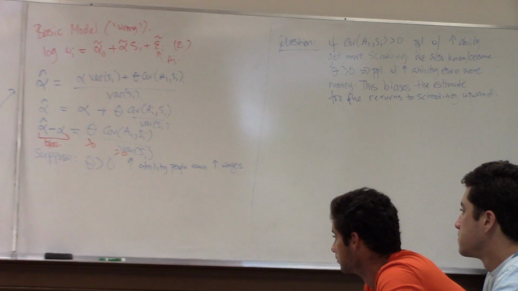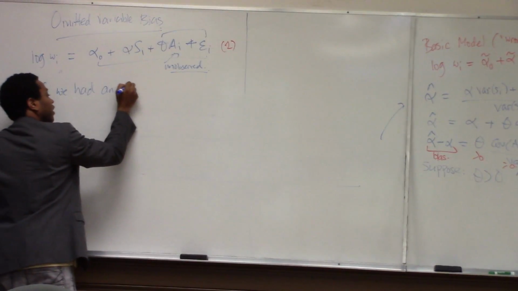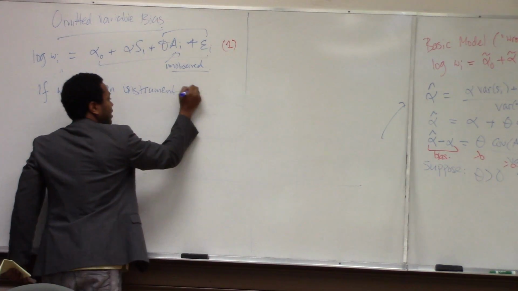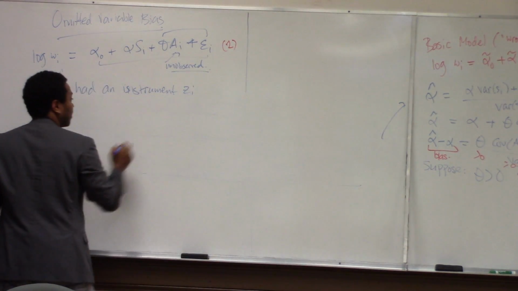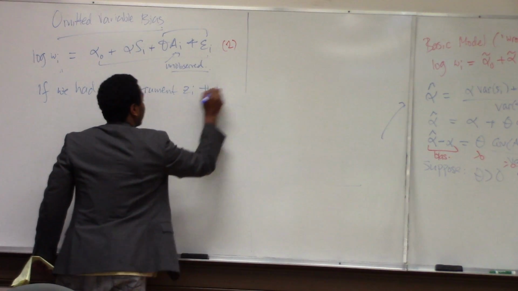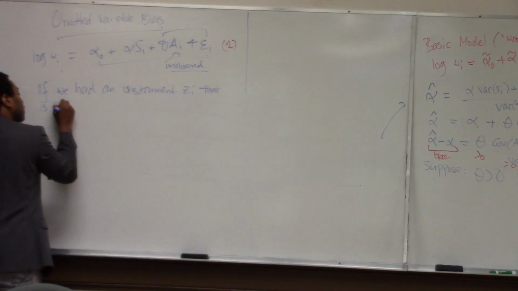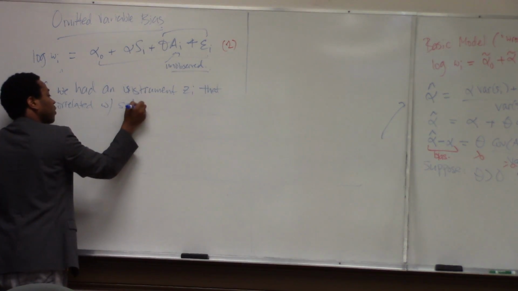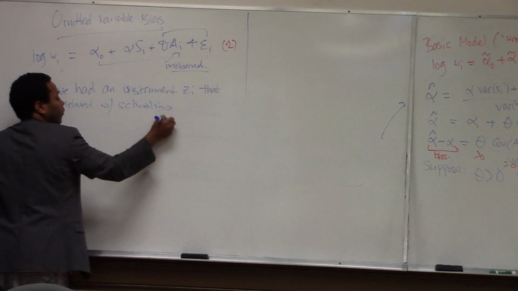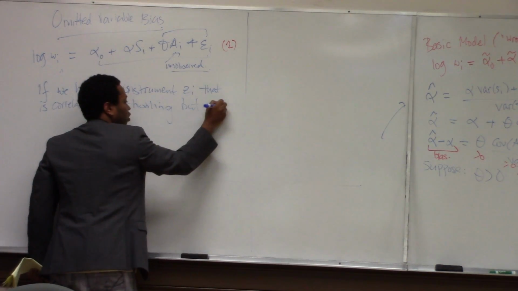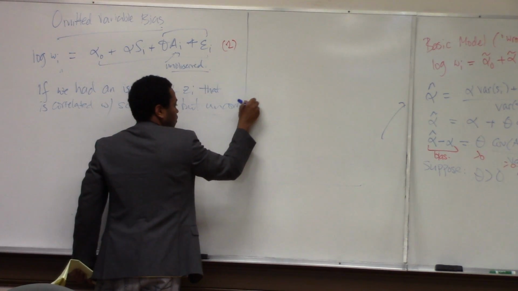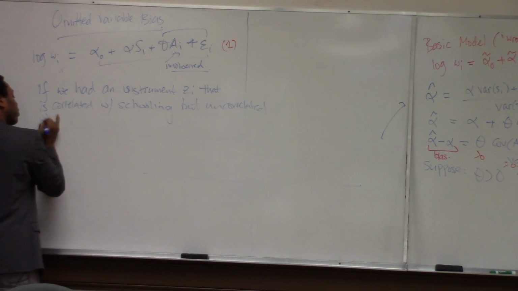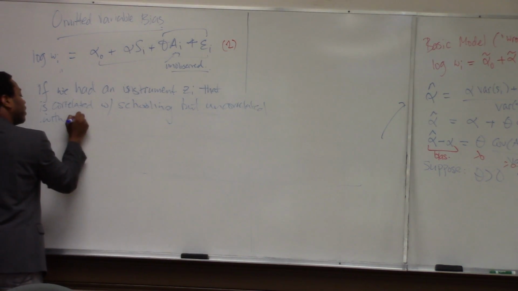So if we had an instrument Z_i that is correlated with schooling, but uncorrelated with unobserved ability.